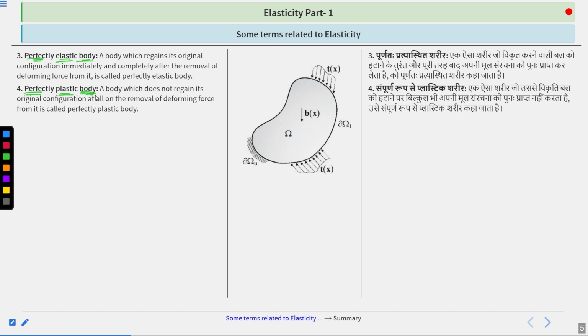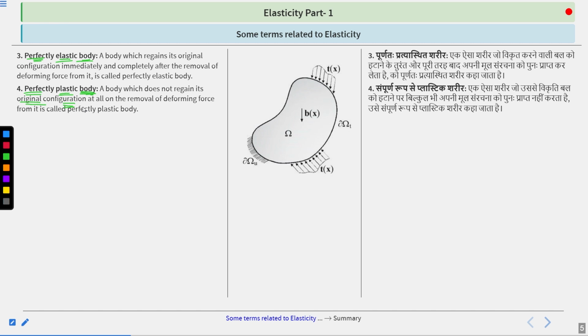For example, a light plastic ball, if you go by the configuration, was originally in a solid circular shape. Once you crush that ball with your hand, you are applying a deforming force on it. What will happen? The original configuration of the plastic ball will get changed completely.